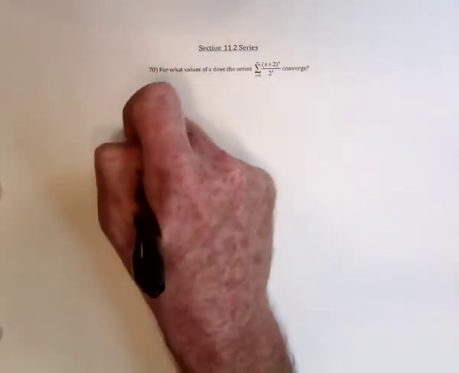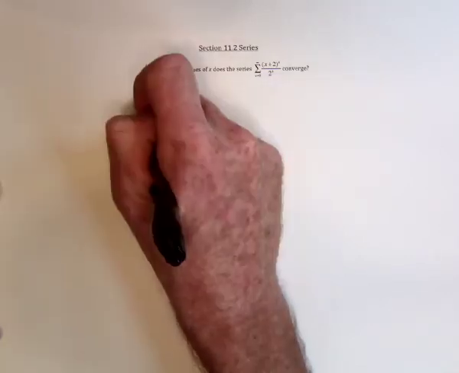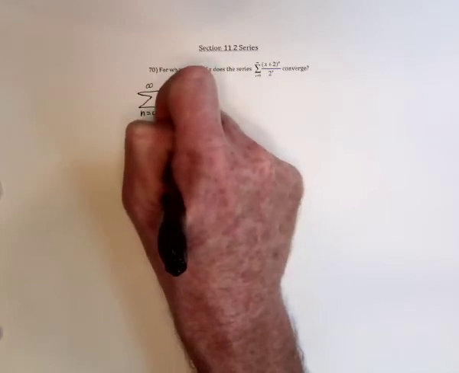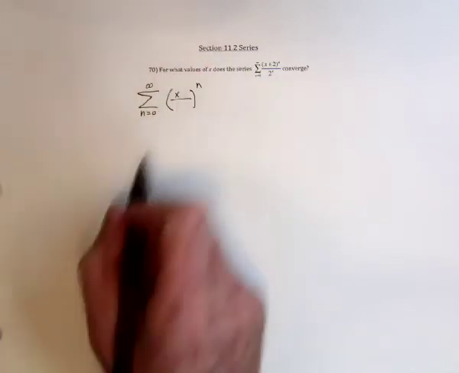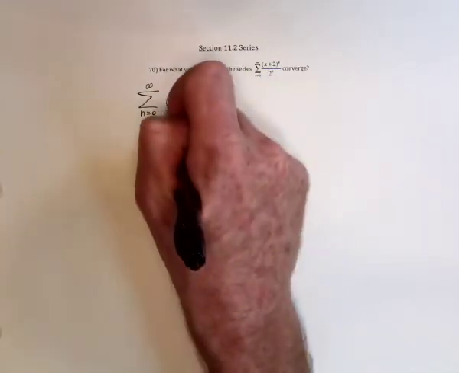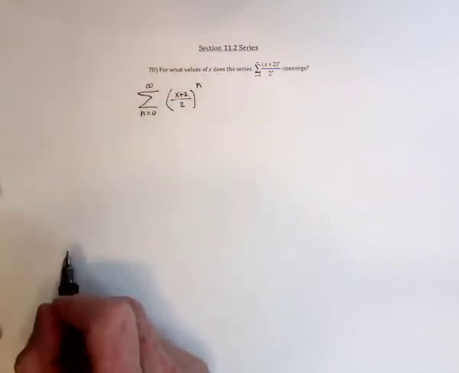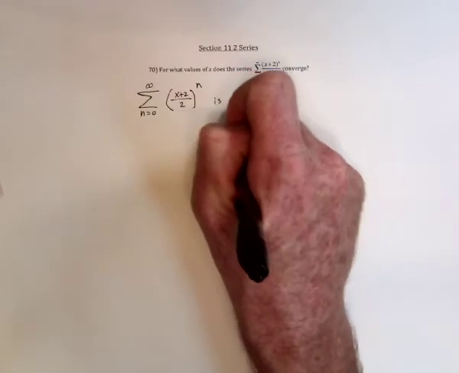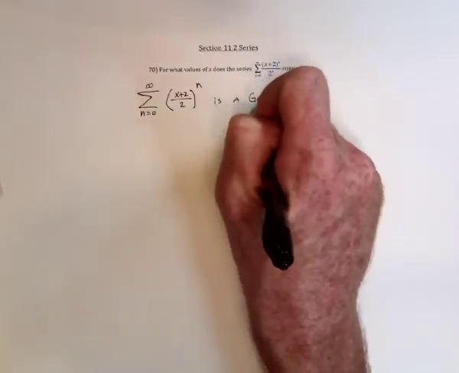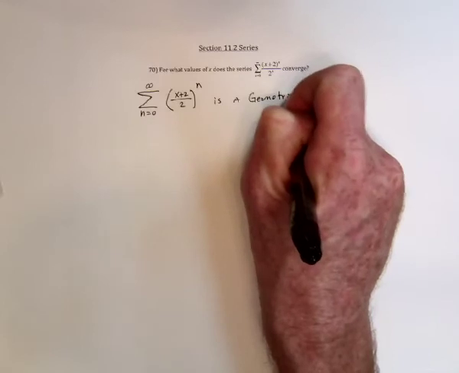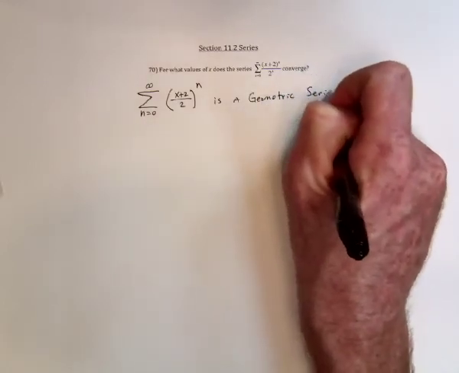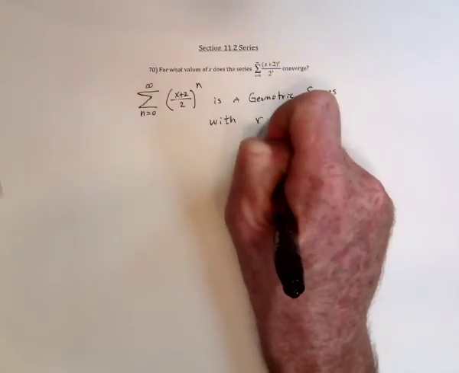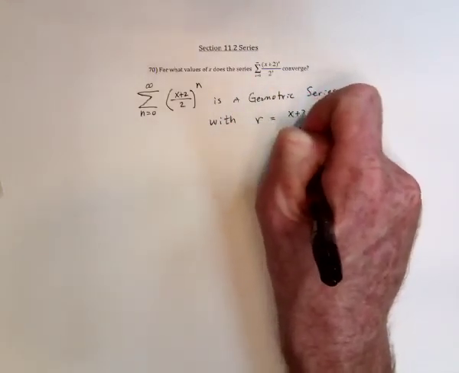You could rewrite it as the whole thing is raised to the n, and then it's a fraction x plus 2 over 2. So it's a geometric series with the r equal to x plus 2 over 2.